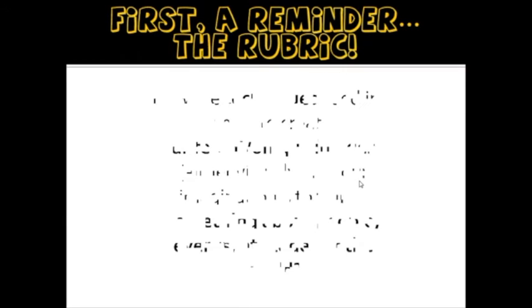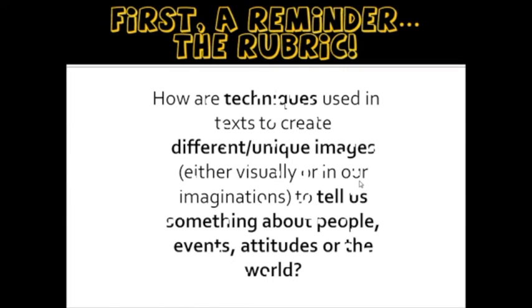It's incredibly important that when we're preparing this module for the HSC that we continually go back and look at the rubric. So how are techniques used in text to create different unique images, either visually or in our imaginations, to tell us something about people, events, attitudes, or the world? And the question, how are techniques, this is what we're doing today.